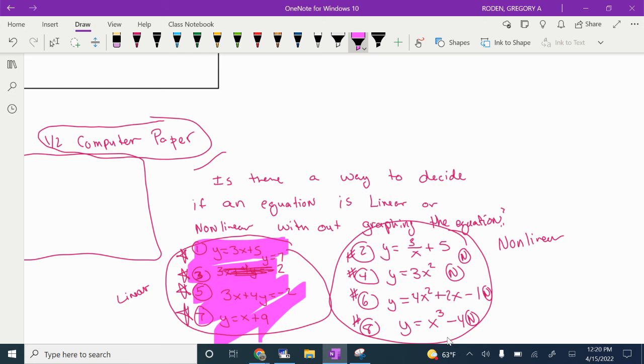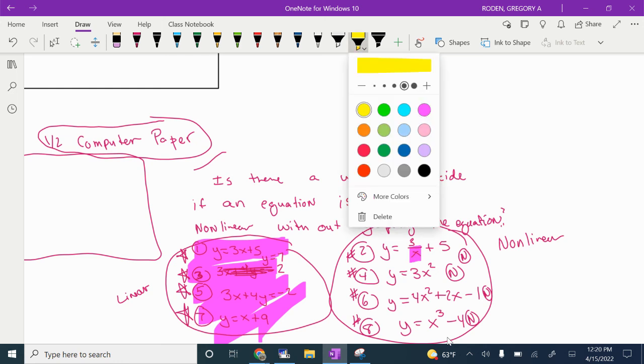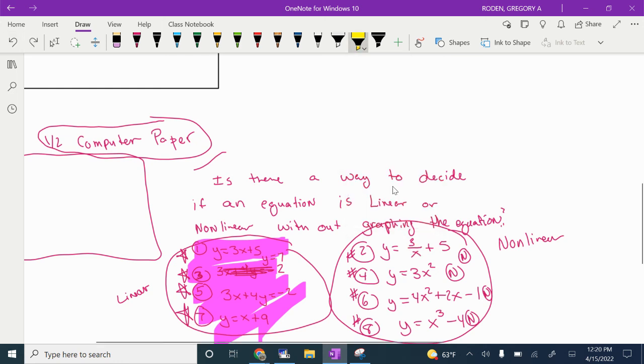Well, there's a couple clues here. On number 2, the variable x is in the denominator. We've never graphed an equation that has an x in the denominator. That made it nonlinear. We also have an x to the second power. We've never had a variable raised to the second power. That made it nonlinear. Also here we have an x to the second power. That made it nonlinear. And x to the third power also was nonlinear.